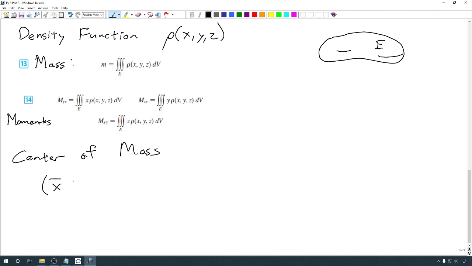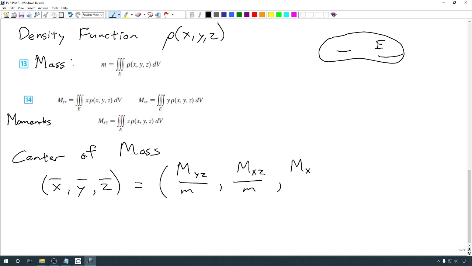So it will be x bar, y bar, z bar. We essentially just take these moments and divide by the total mass. So for x bar, we take the moment around the YZ plane, MYZ, divided by little m. For y, we have MXZ, divided by little m, and then MXY, divided by little m.